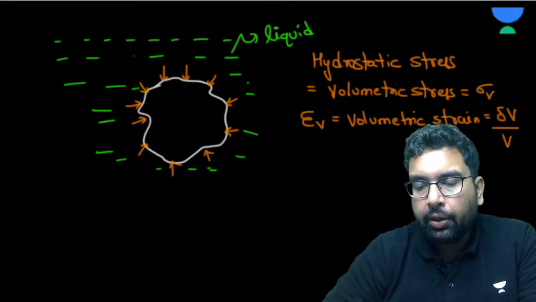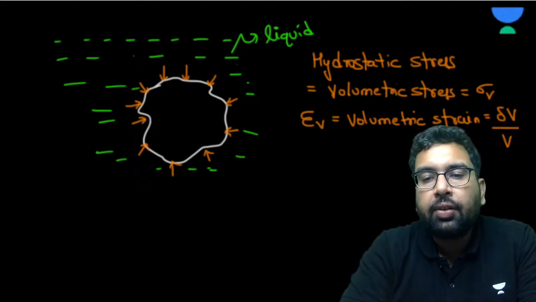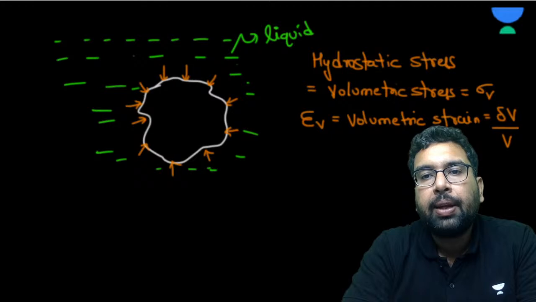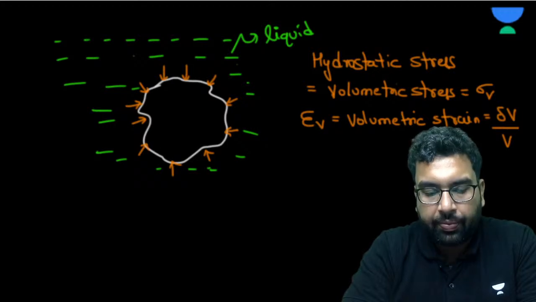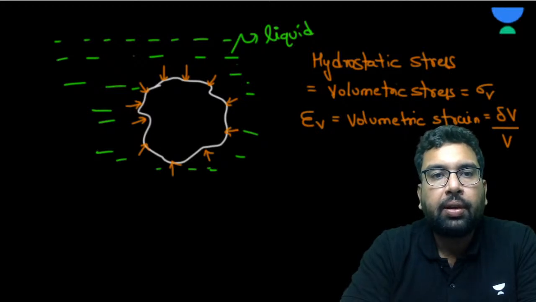Okay, so whenever a body is subjected to hydrostatic pressure on its surface, it is going to develop some volumetric strain, that is change in volume upon the original volume. Understood, beta? Right. So let's do one question so that we understand it better.